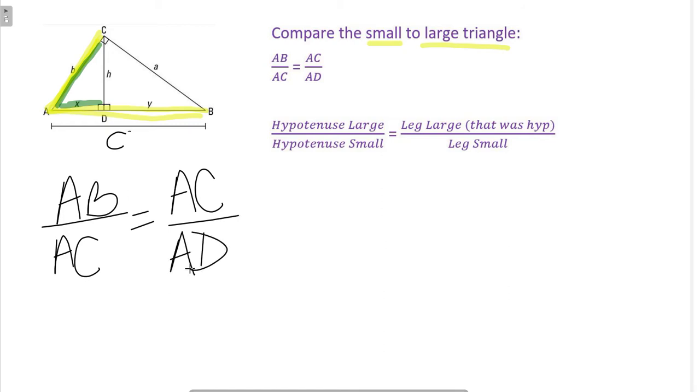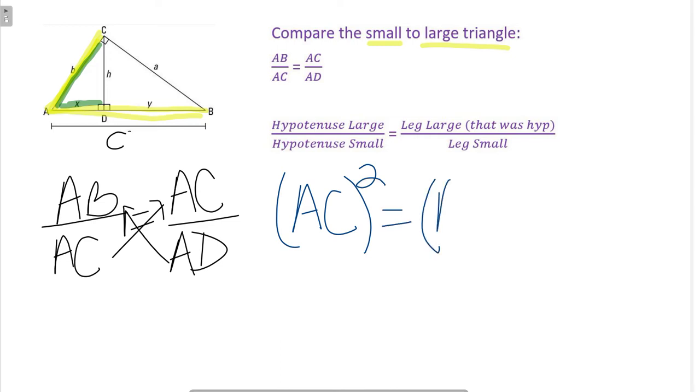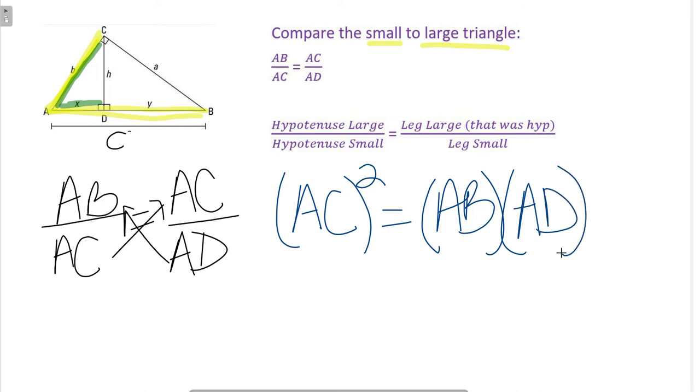Okay, now this gives us a really cool relationship when we cross multiply. Okay, you may remember geometric means. If you don't remember geometric means, don't worry. We're going to see what you get when you cross multiply. Okay, so let's cross multiply this, and we see that AC, if we square that, it is equal to the product of AB times AD. That makes it real easy when you're finding lengths with missing lengths in these problems. Okay, so let's look at that. So if we have AC squared, so the hypotenuse of the small triangle squared is equal to the leg of the small times the hypotenuse of the large.